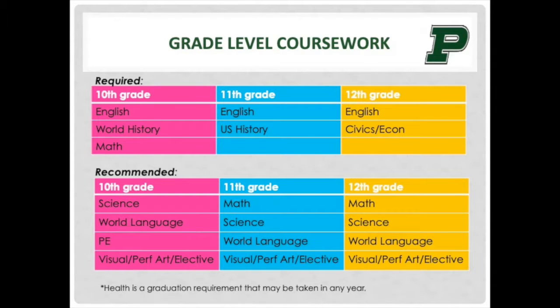Please take a moment to look at the slides and find your grade level for next year. For example, if you are going into the 10th grade, you are required to enroll in English, World History, and Math. Some recommended courses in addition are Science, World Language, PE, and Visual Performing Arts electives. The recommendations align with graduation and A through G requirements.